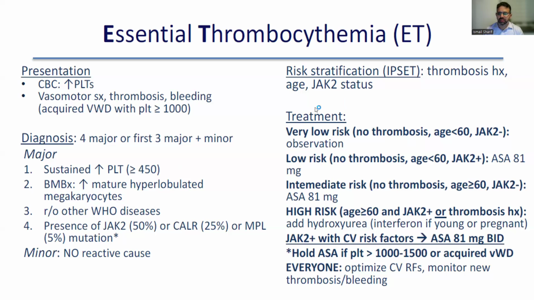The risk basically depends on age and history of thrombosis in the past. How we treat depends on the risk group. It can be only observation at very low risk, or aspirin only. Intermediate risk, basically aspirin, depending on how high the platelets are. And the high risk will need cytoreductive therapy such as hydroxyurea and aspirin. Okay.